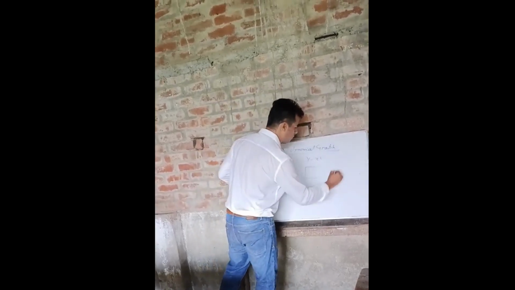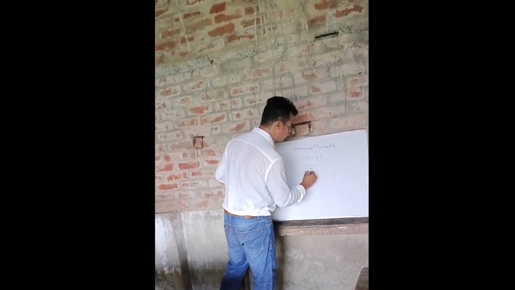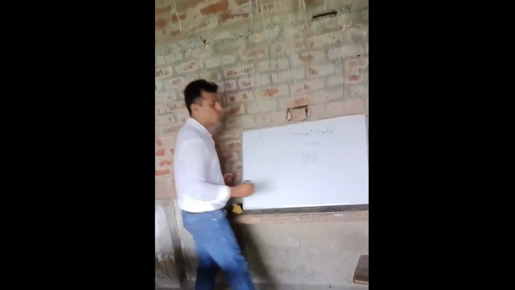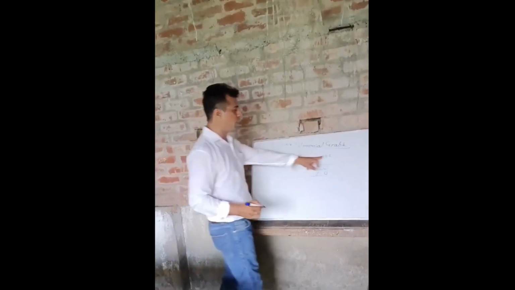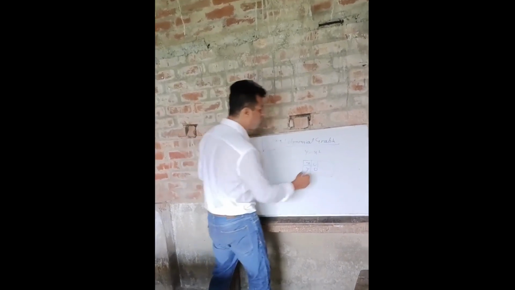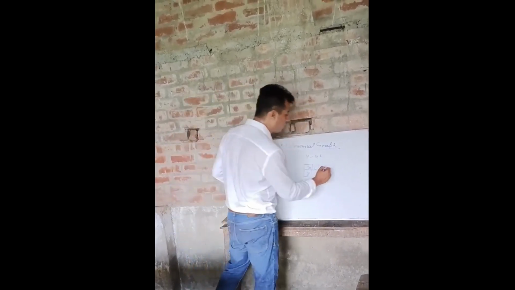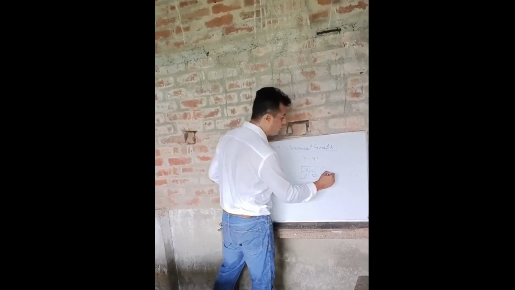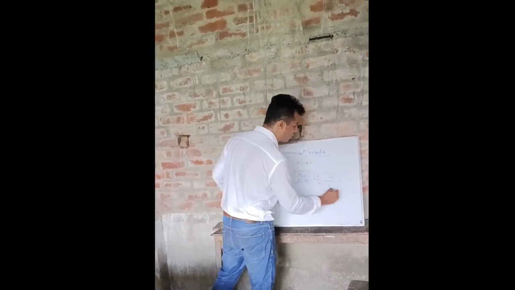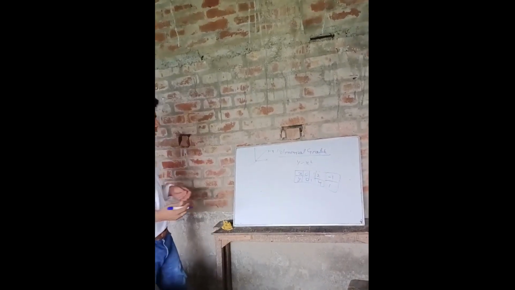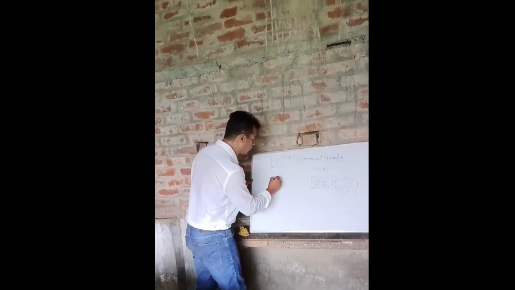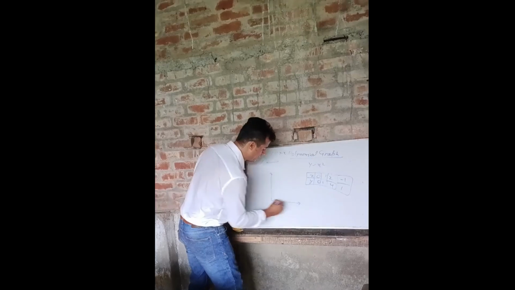For x equals 0, we will get y equals 0. If we put 1, we will also get 1. Next, if we put 2, then we will get 4. If we put minus 1, we will also get 1. So now we will draw it on the x and y coordinates.